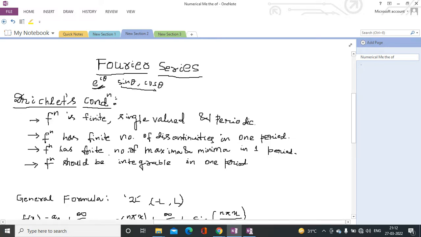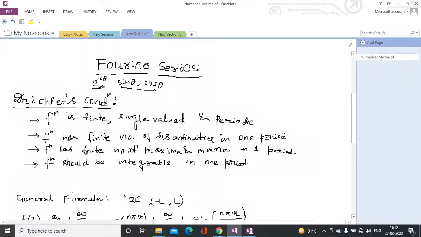Guys, a period will be given, and in that period the function has to be finite. It should not be infinite. It has to be a single valued function, and it is periodic. That means it will repeat its pattern with a certain period.